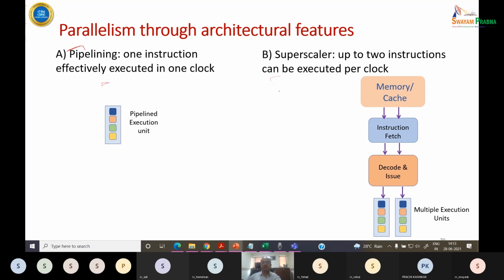Then superscalar, we saw that you have multiple units. But remember, in the morning we talked about hyperthreading. For getting the best performance in HPC, hyperthreading is disabled, because we don't want much swapping. The code is written in such a way that once a process is given to one processor, it will try to keep it as busy as possible. So this is through architectural features.